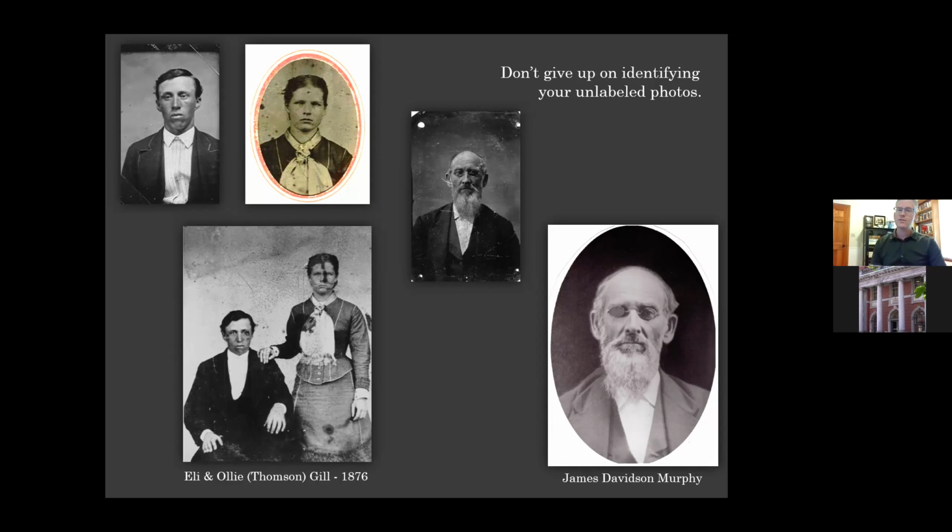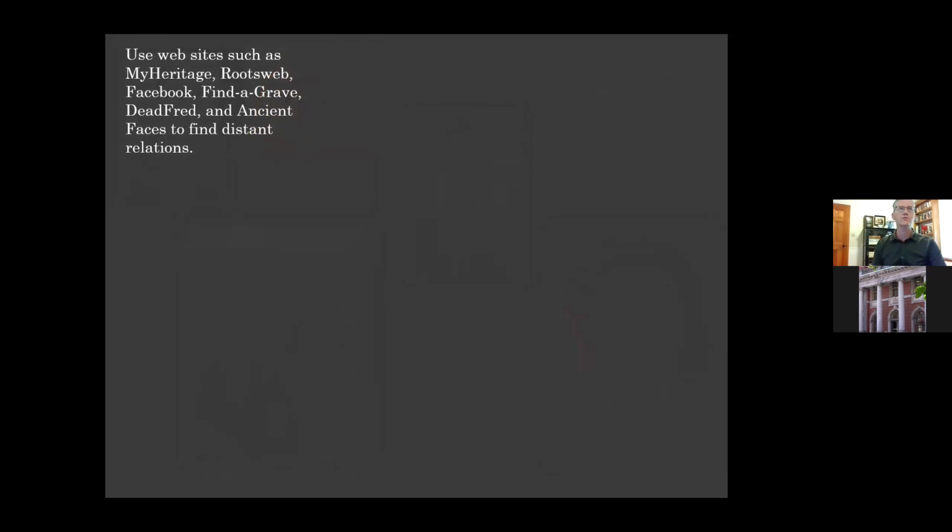So I just try to use all kinds of resources. I use Ancestry, MyHeritage, RootsWeb, Facebook, Find a Grave, Dead Fred, Ancient Faces, FamilySearch, you name it, I try to use it. And I do have a list in the handout that has ideas of places to go to find these types of things. And so a couple that I want to mention.